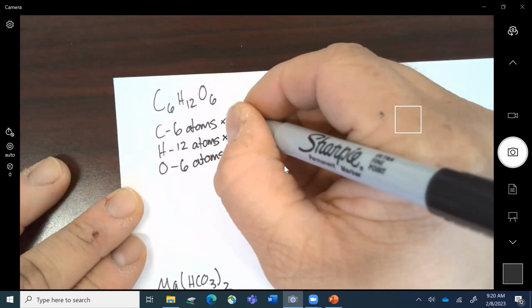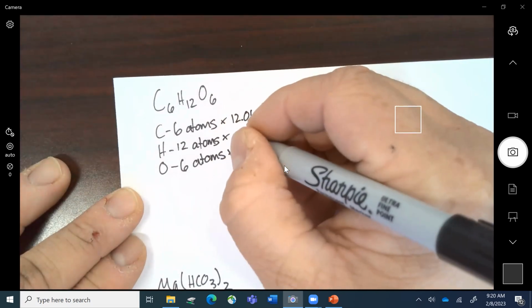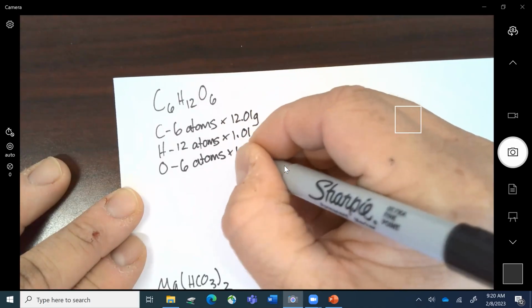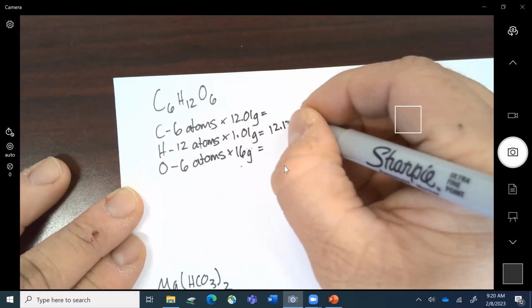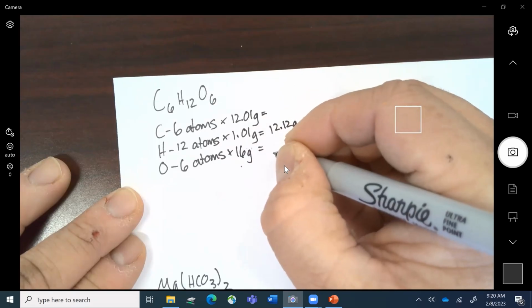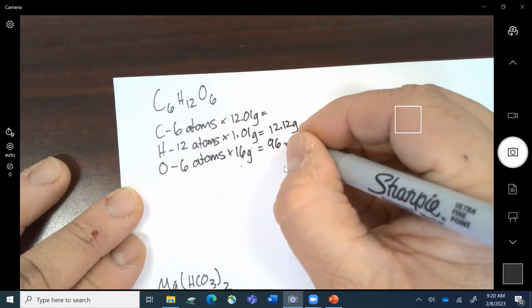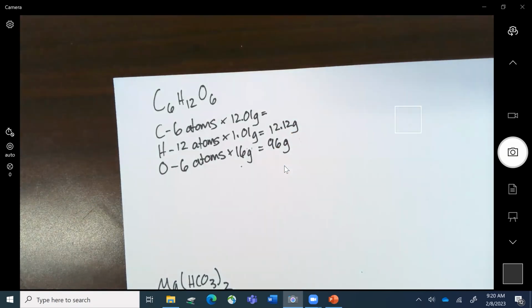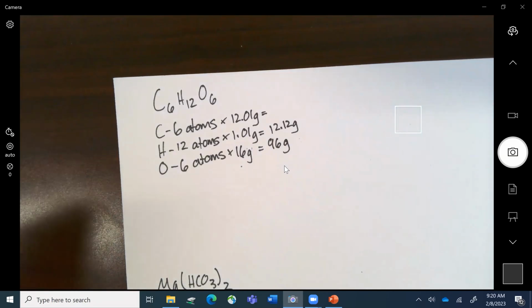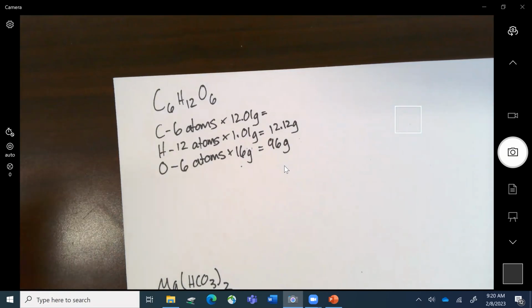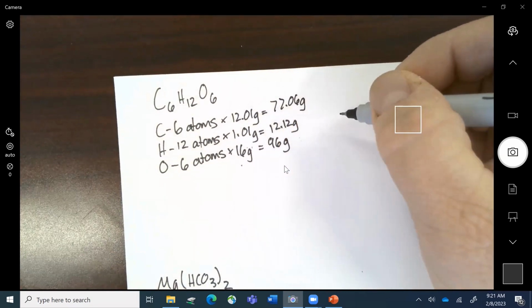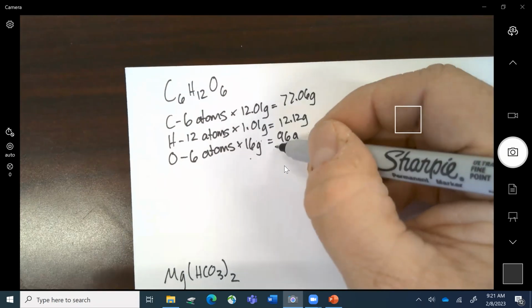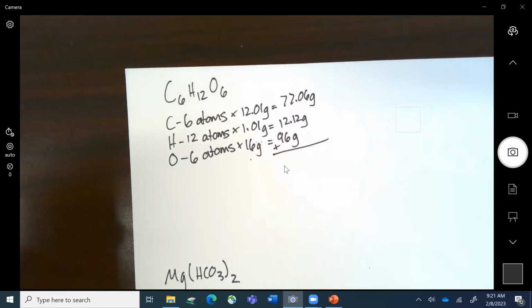All right, so anyway, this is 12.01 grams, this is 1.01 grams, and this is 16 grams. So we're going to have 12 times 1.01, 12.12, and 6 times 16, 96 grams. And then I've got to do that one. 6 times 12 is 72. I think. I'm not trusting myself now. 72.06. By the way, this is glucose, which is a sugar that is in your body.